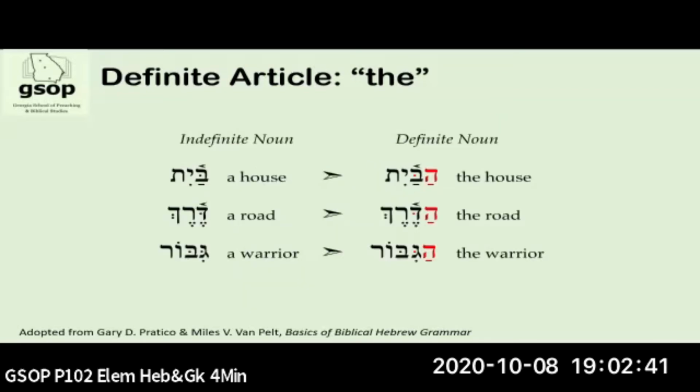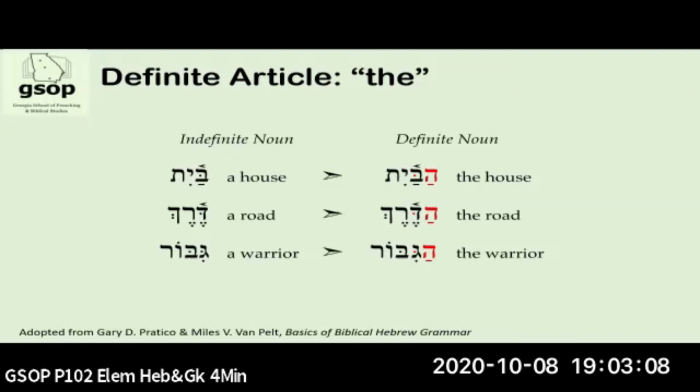Now, here's some other examples, and they're all pretty consistent. Here is the indefinite noun, bayit, that is "a house." Notice right there you have the diphthong. Now it's not dual, it's just a diphthong, and it means "a house." But to make it definite as "the house," I want to add the hey with the patach underneath it, and then I want to put the dagesh forte in it.